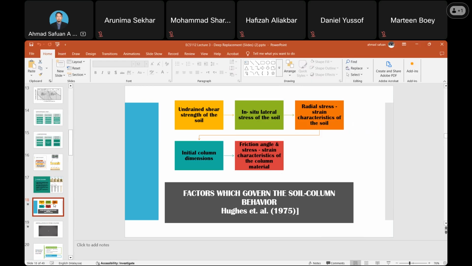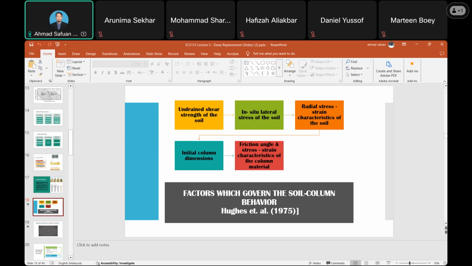Usually for the soft soil, the strength of the soft soil is about 25 kilopascal. So that is the definition for the strength of soft soil. So its strength is around 25 kPa.